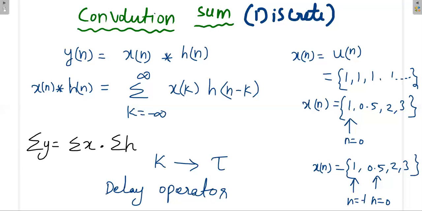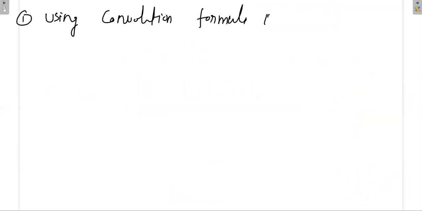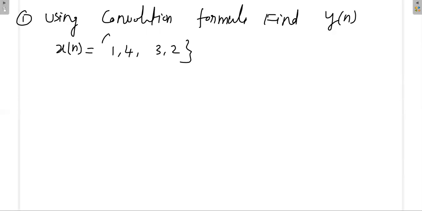The first problem: using the convolution formula, find y of n. They clearly mentioned using the formula only we have to find y of n. So again x of n is given as 1, 4, 3, 2, then h of n is equal to 1, 3, 2, 1.